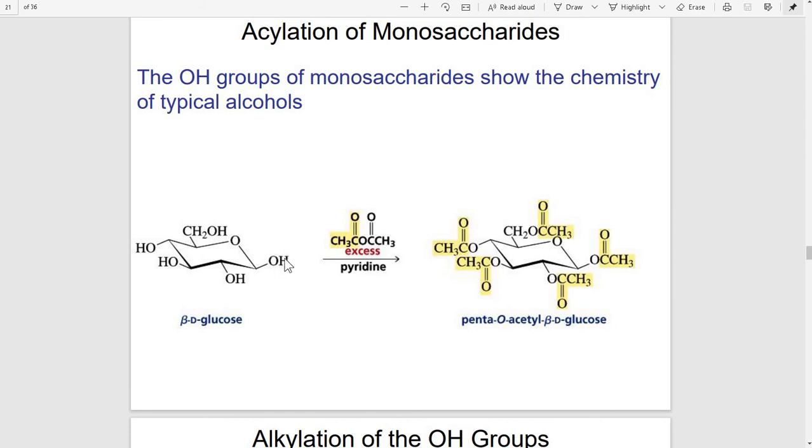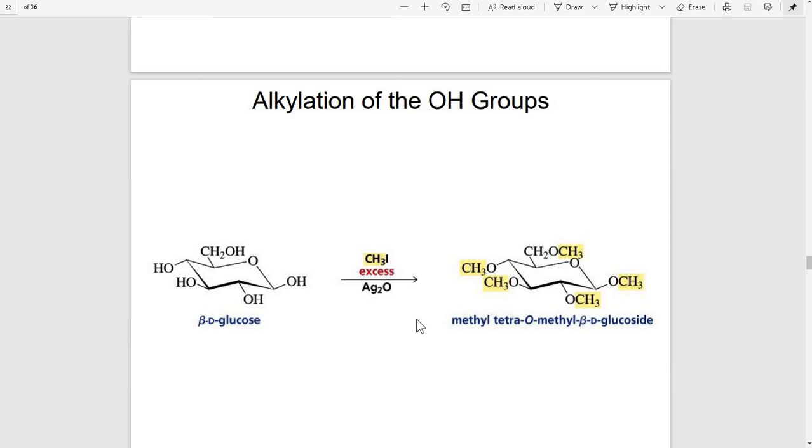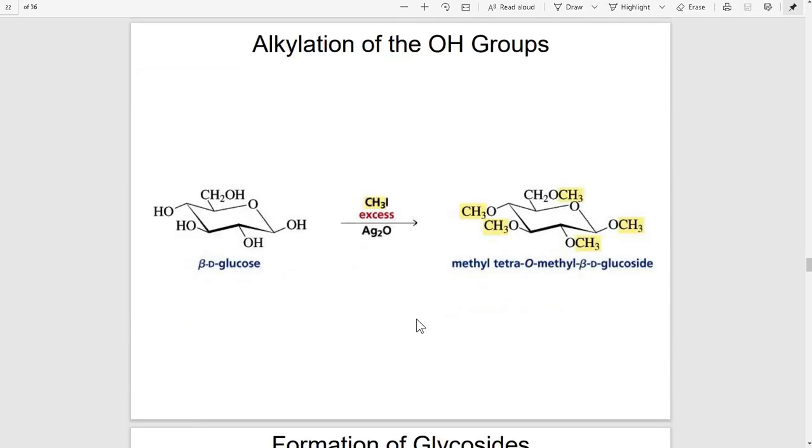See here, all the OH hydrogens are removed and we get C=O CH3 at all positions, which we call pentaacetyl beta D glucose, meaning acetal formation. Okay, next is alkylation of the OH group.